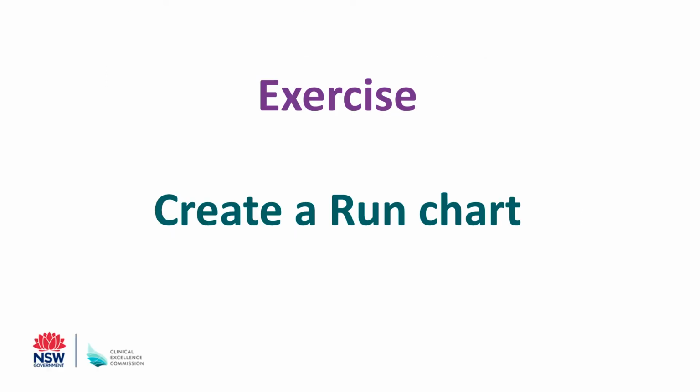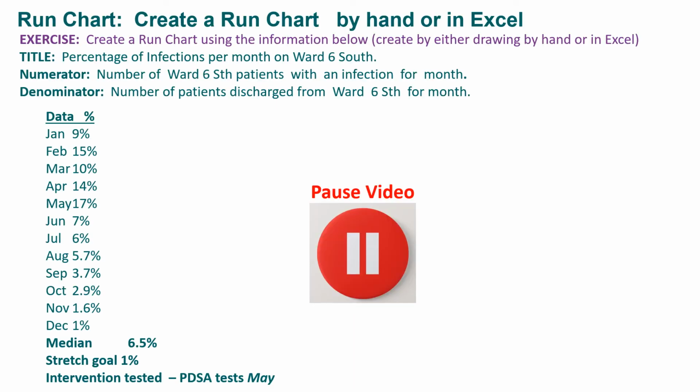Now it's over to you. We're going to do a short exercise where you are going to create a run chart. So in this exercise, we'd like you to create a run chart using the information below. And you can either do this by hand, so draw it by hand, or use Excel. So the information we'd like to see in your run chart is the title, the definition of the numerator and denominator, the data below, and also include a median line, stretch goal line, and an annotation regarding the intervention. Good luck.